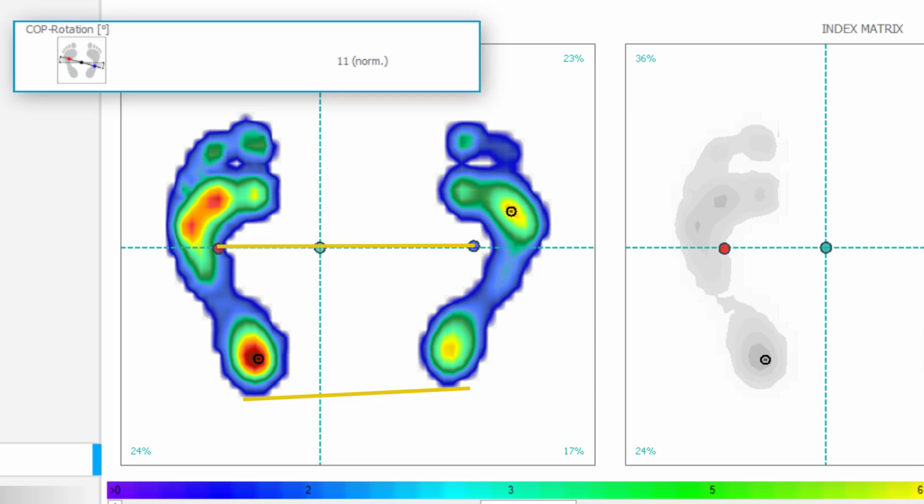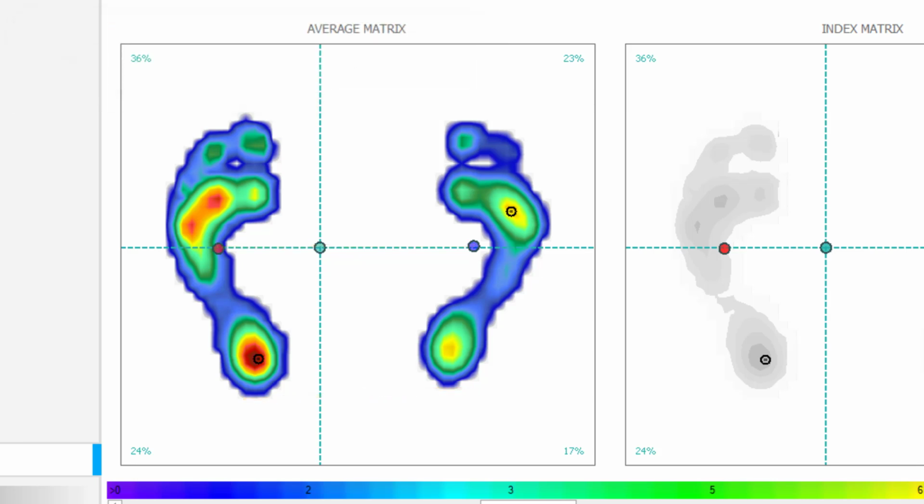If the heels were not at the same height, the extension norm for normalized is added to the value. In any case, the COP rotation data are thus always comparable. In the lower left part of the screen you will find the so-called average matrix. That's the interpolated image with the average pressure values that loaded the sensors over the recording duration.